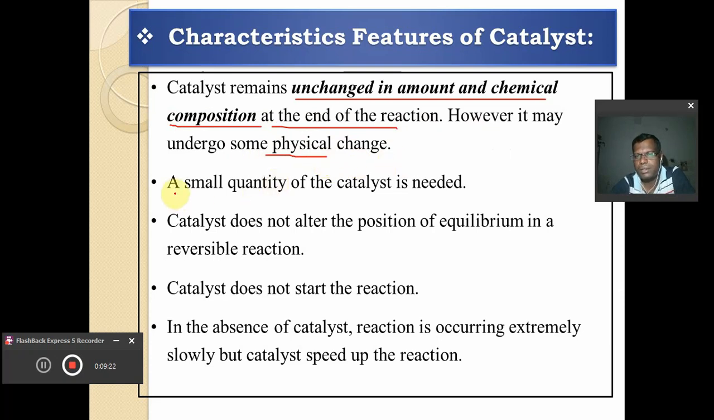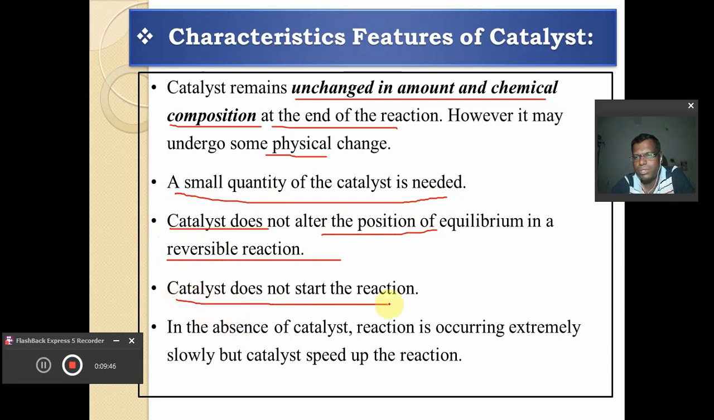Again, for the catalytic reaction, a small amount of catalyst is sufficient, and the catalyst does not alter the position of equilibrium of a reversible reaction. It's very important. The catalyst only alters the rate of reaction, but it will not change the position of equilibrium of a reversible reaction. Again, the catalyst is not responsible for starting the reaction. It only increases the rate of reaction, but it cannot start the reaction.